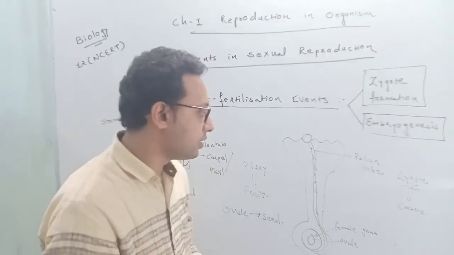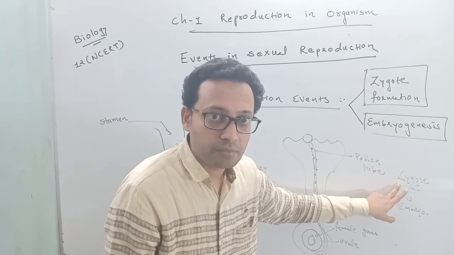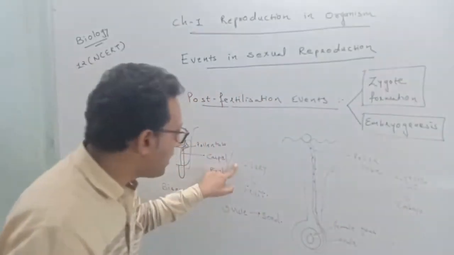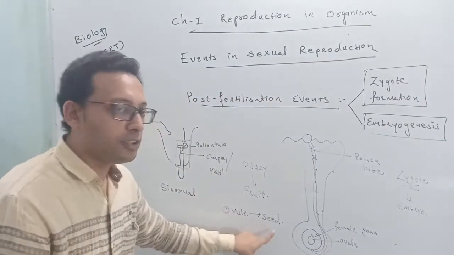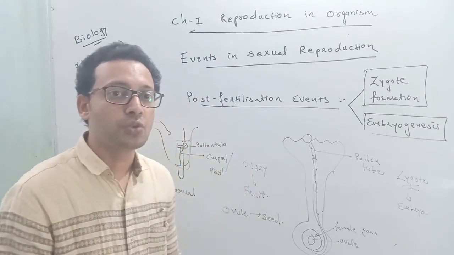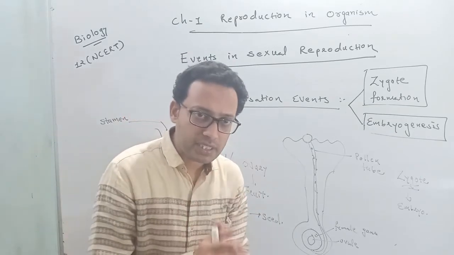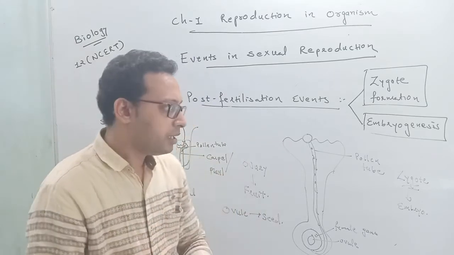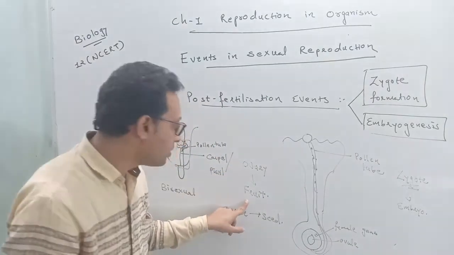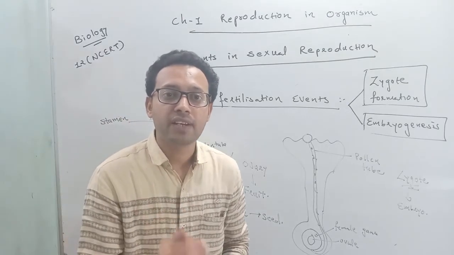Clear? Remember, the zygote which is formed in fertilization, you know how the zygote is formed, by fusion of the male and female gamete. This zygote develops into the embryo. The ovary develops into fruit, and the ovule develops into a seed. This is very important because we will discuss the process in detail in the next chapter, chapter number 2, sexual reproduction in flowering plants. But you have to remember just now, zygote develops into embryo, ovary develops into fruit, and ovule develops into a seed. This is the process that happens in a flowering plant.